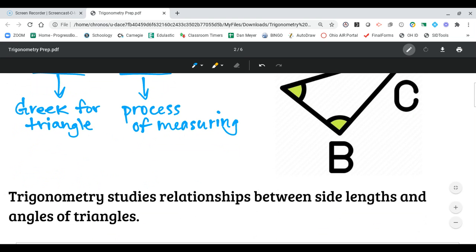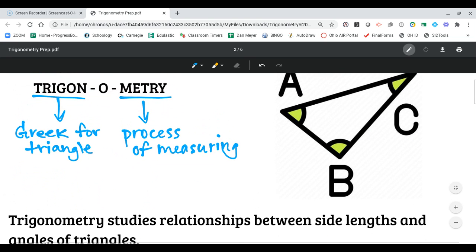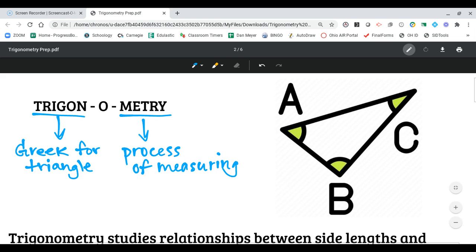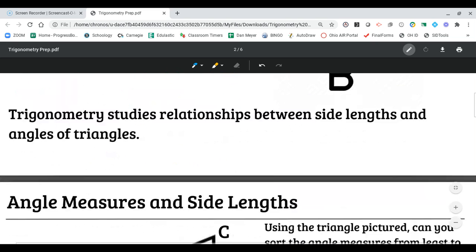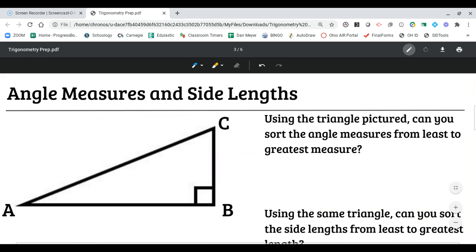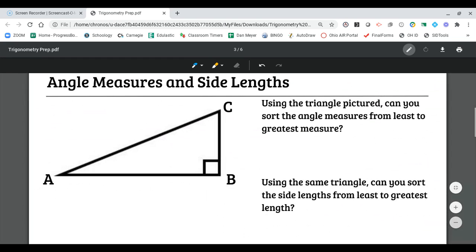So we are exploring triangles, and more specifically, we're going to be measuring their side lengths and their angle measures and relating the two. So angle measures and their side lengths. Let's discuss how they relate to one another. So using the triangle pictured, can you sort the angle measures from least to greatest measure?